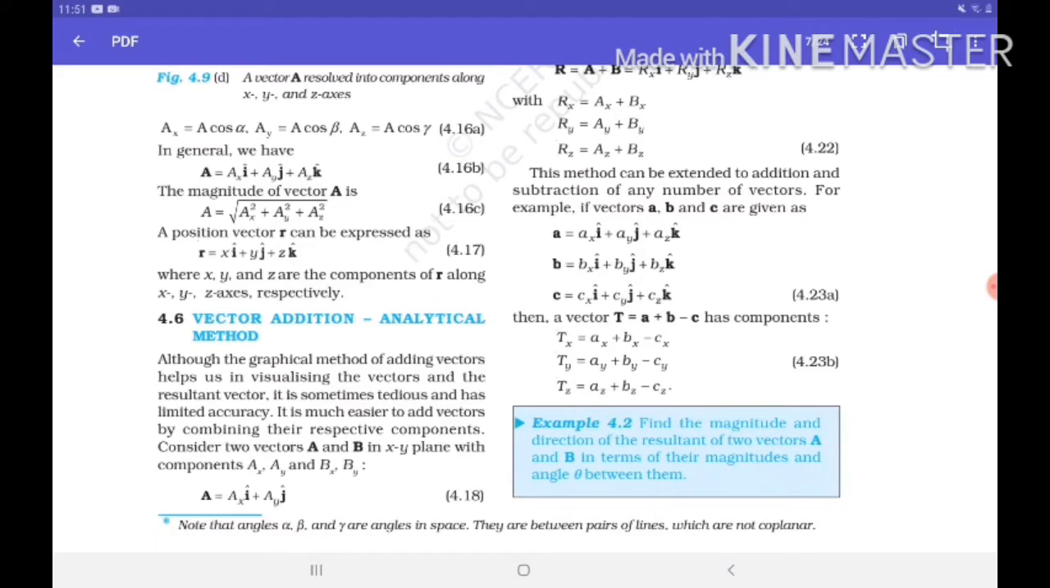Consider two vectors A and B in the xy plane with components Ax, Ay, Bx, By. A is equal to Ax i cap plus Ay j cap.